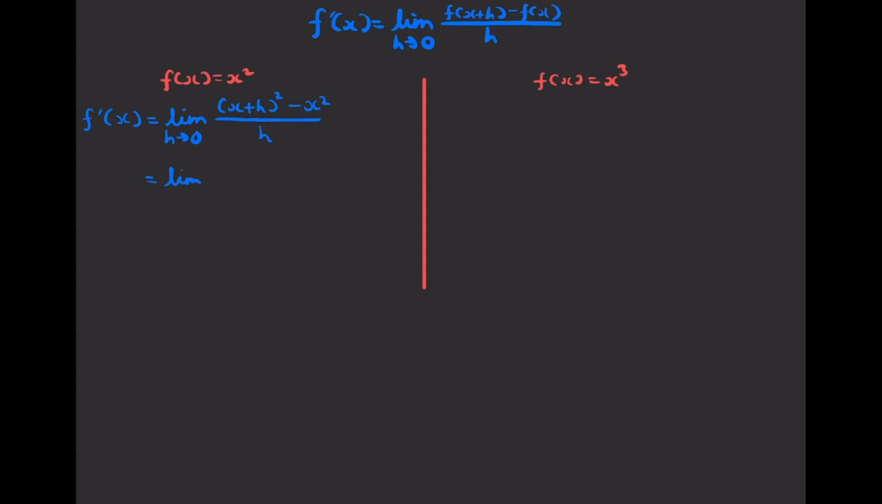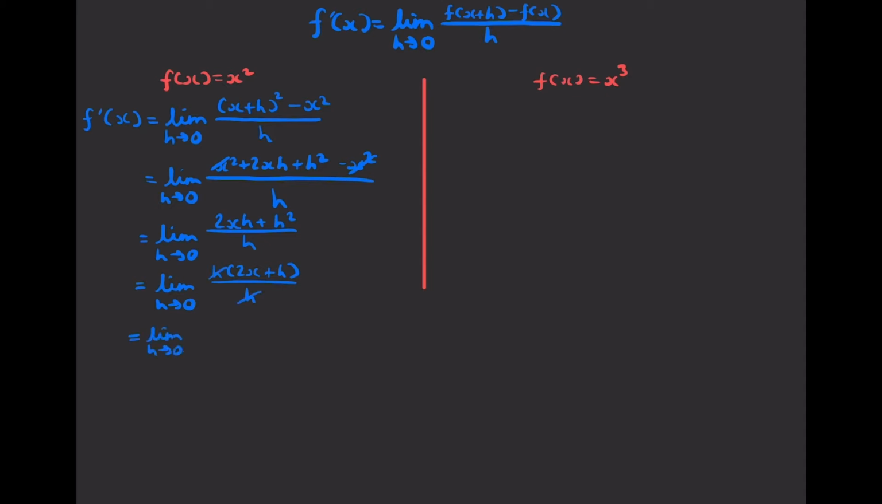Expanding, we will obtain the limit as h approaches 0 of x squared plus 2xh plus h squared minus x squared all over h. And simplifying this, we're going to get the limit as h approaches 0 of 2xh plus h squared over h. We have a common factor of h in the numerator, so factorizing that, we're going to obtain h times 2x plus h over h. And the h's will cancel, obtaining the limit as h approaches 0 of 2x plus h. And since h is approaching 0, this function will tend to 2x, meaning the limit as h approaches 0 of 2x plus h will be equal to 2x.